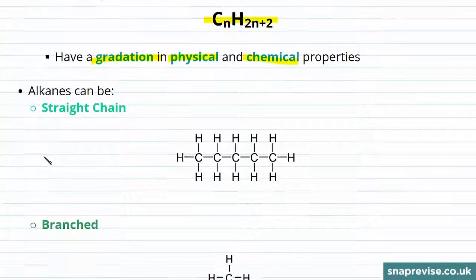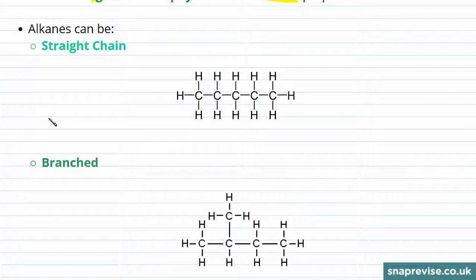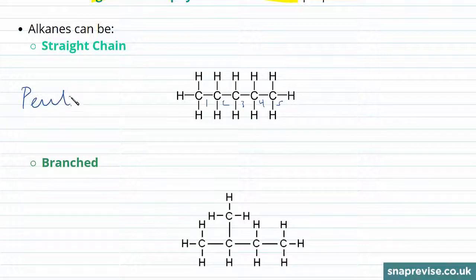So alkanes can be straight chain, and by straight chain we mean exactly that. There's a straight chain of carbon atoms. So here we have a straight chain alkane. This has 1, 2, 3, 4, 5 carbons. It is pentane, as we saw above.